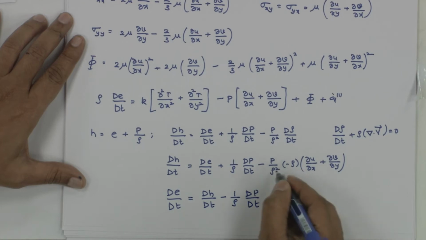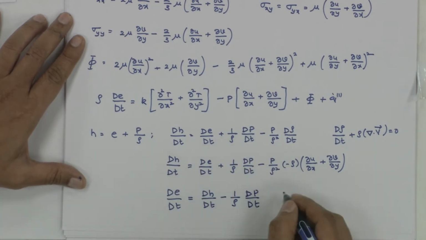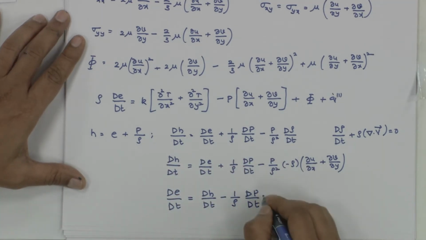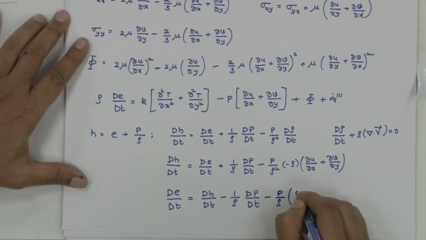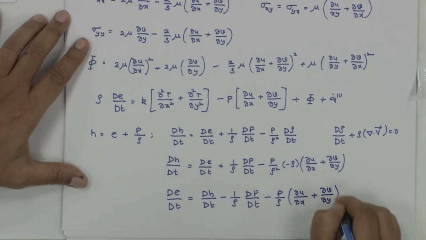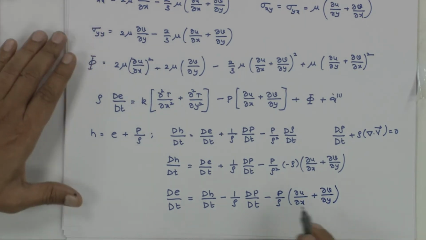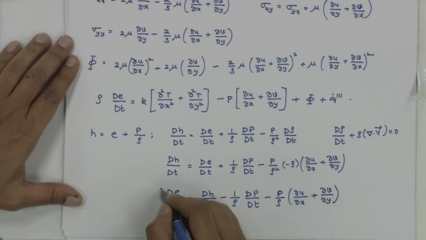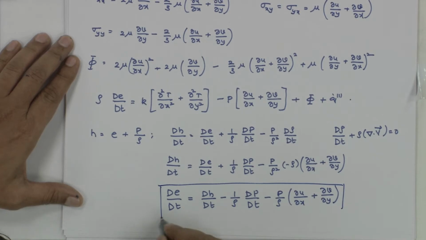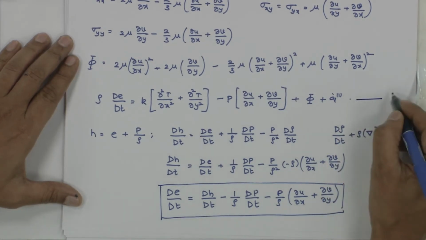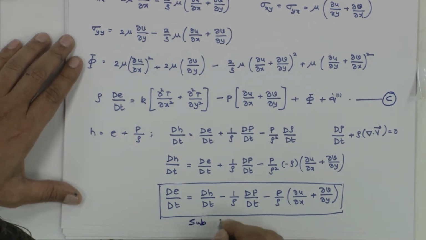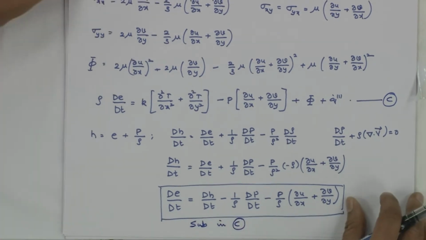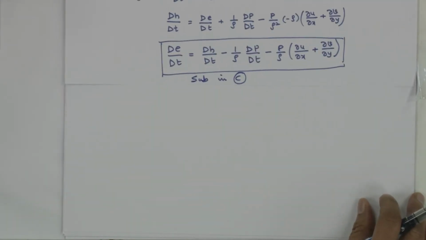This has become plus if I take it to the left hand side, now right hand side is minus P by rho del u by del x plus del V by del y. Let me substitute this in dE by dt in this equation. Let me call this as C. Substituting in C, so what will I get?